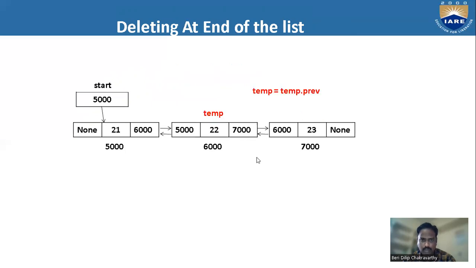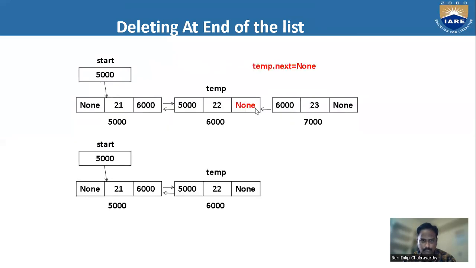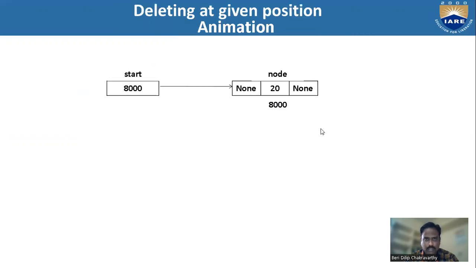So I'll just be placing none and I'll be removing this. So you'll be getting like this. Here I'll be placing a none. I'm just removing this. Okay, this is about deletion at end. Next, deletion at given position.